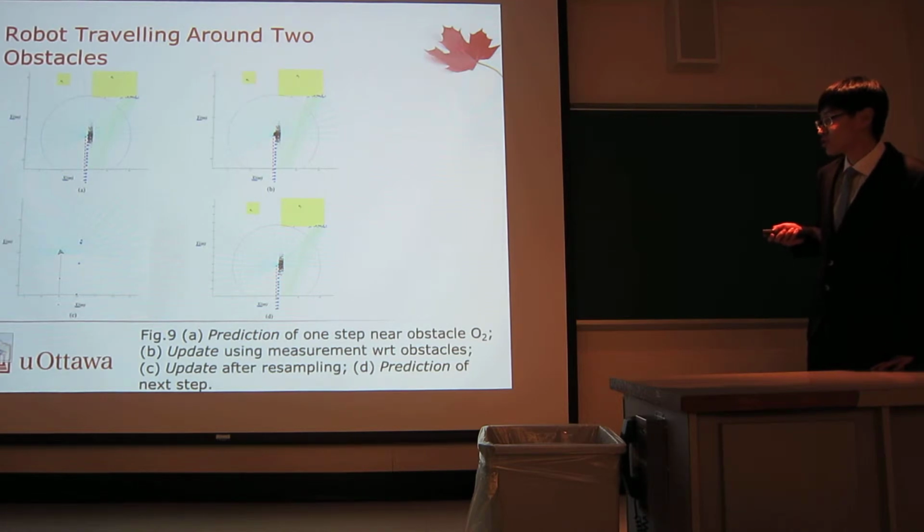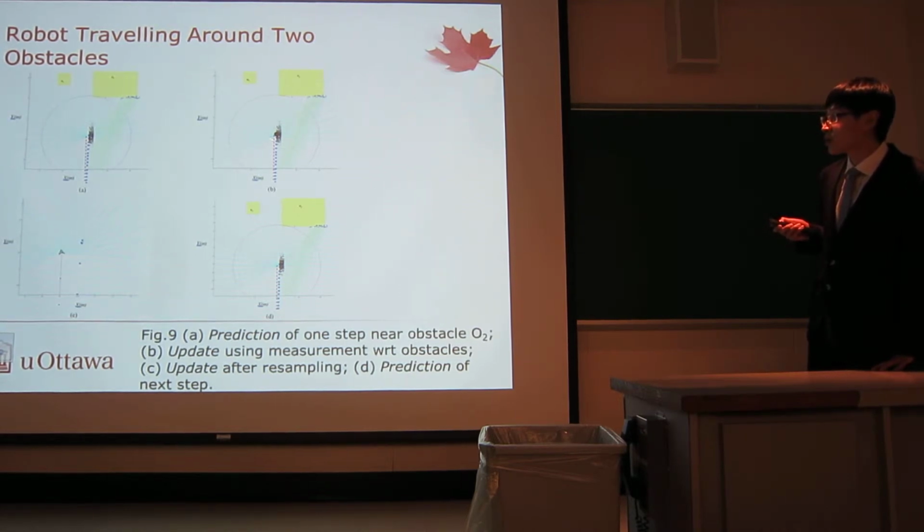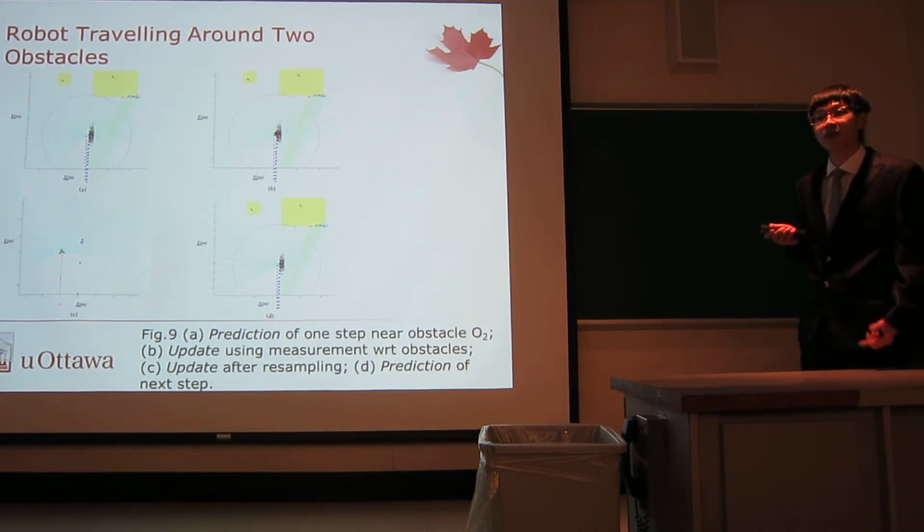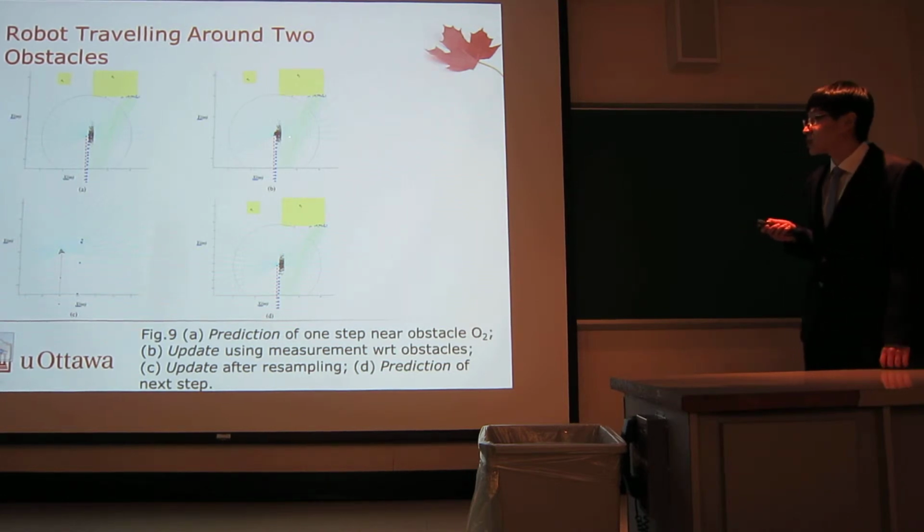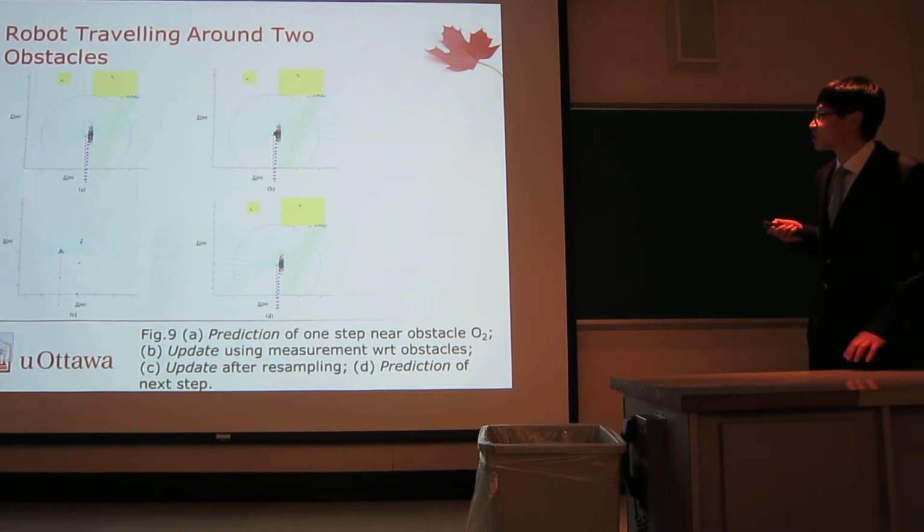Figure A shows the prediction of one step when the robot is near obstacle O2. And after that, we obtain the weight for each particle based on the measurement from the robot to the obstacle O2. You can see the area of the particle means the weight of the particle. That means we can see some particles have a bigger weight. A bigger area means a bigger weight.